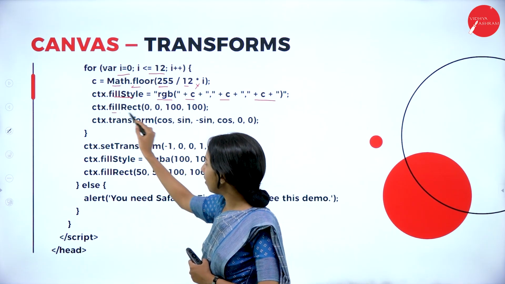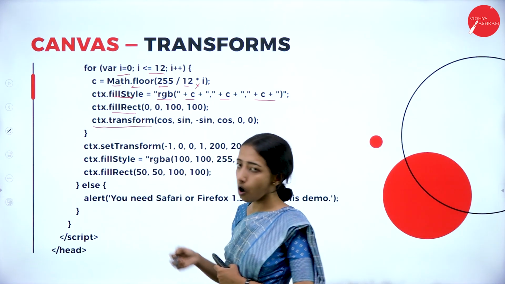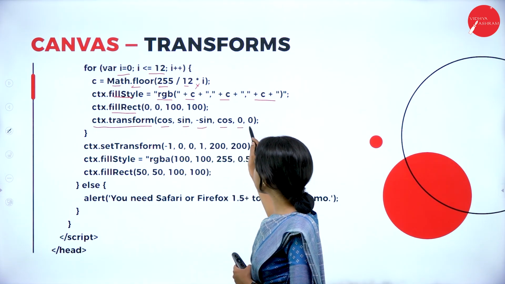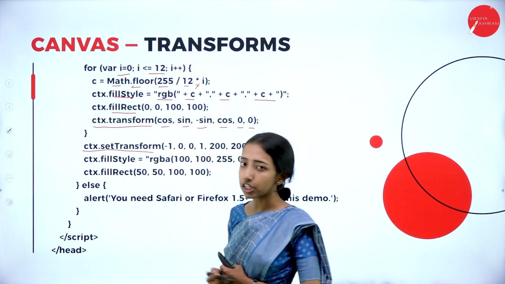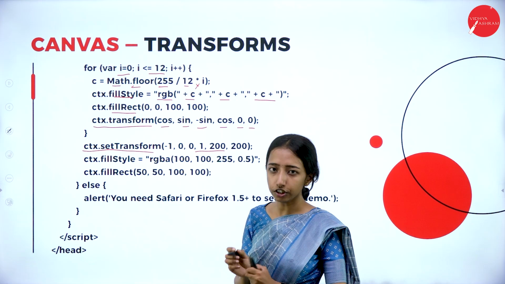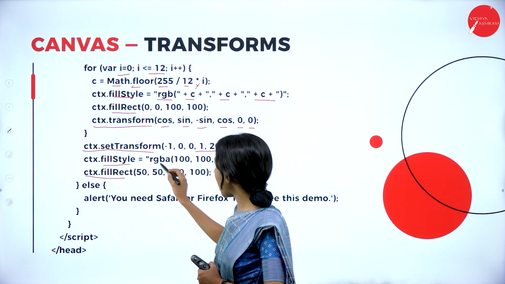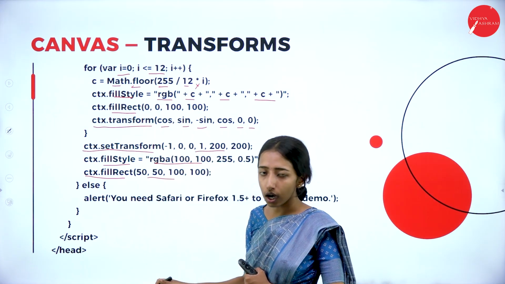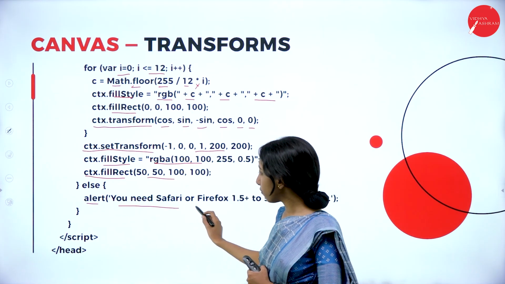And next fillRect for the rectangle, and here I am using transform with cos, sin, -sin, cos and 0, 0. And here again I am setting the transform -1, 0, 0, 1, 200, 200. And again fillRect, fillStyle with the RGB color we have specified. If this is not working, then give me the alert that it needs Safari or Firefox.